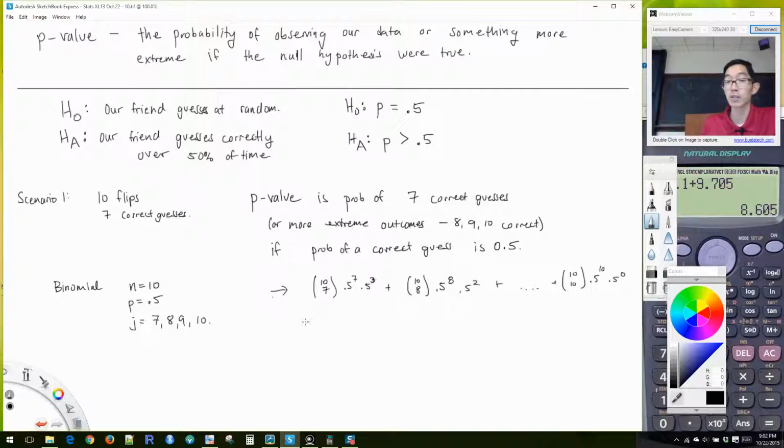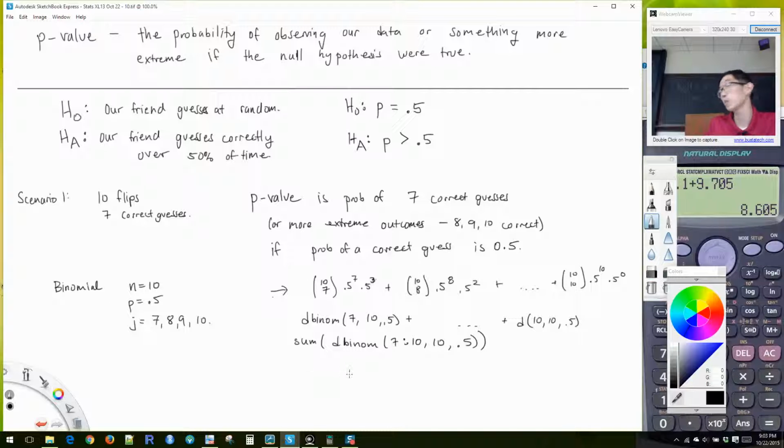All right, and if I wanted to do this on the computer, how could I do this? dbinom 7, 10, 0.5, plus dbinom all the way up to dbinom 10, 10, 0.5. Or I could also do, there's a few ways, sum dbinom 7 through 10, 10 comma 0.5. Okay, so I can do it this way.